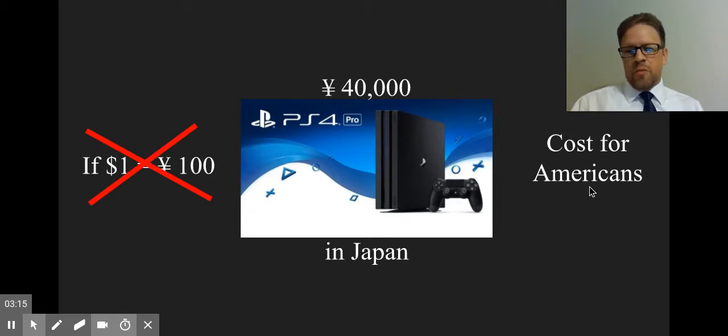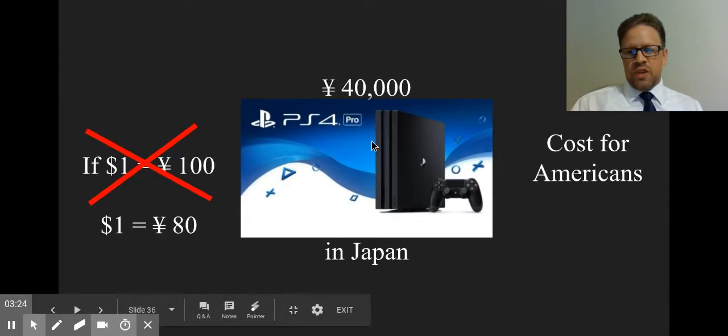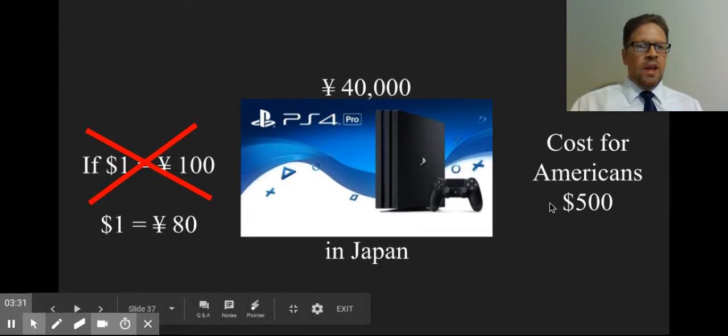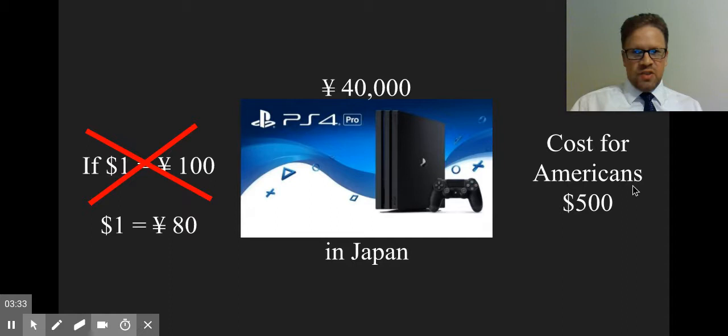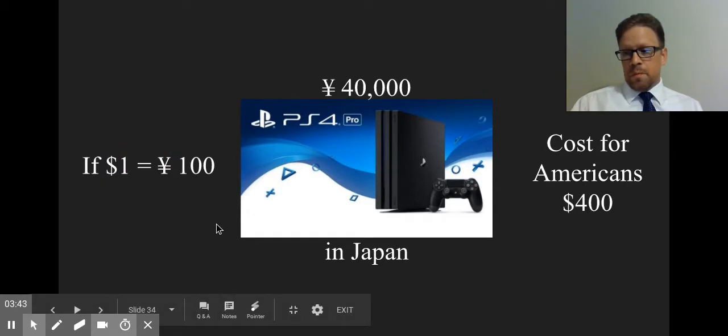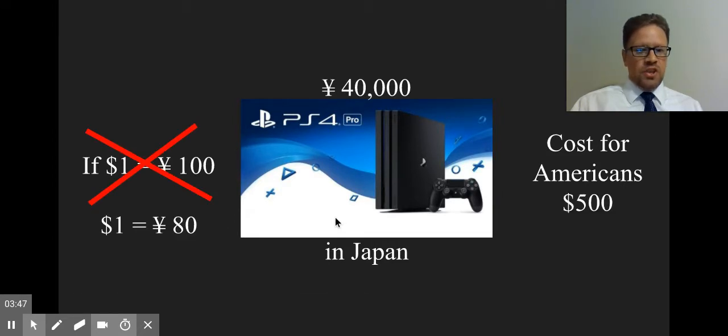Now, if the value of the American dollar declined to equaling only 80 Japanese yen, then the same 40,000 yen Sony PlayStation 4 would then cost $500 American. So this time you take, again, your 40,000 divided by 80. Now it's going to cost you an extra $100 to get that same PlayStation 4. When the American dollar equaled more Japanese yen, an American would actually gain more than when it equaled less Japanese yen.